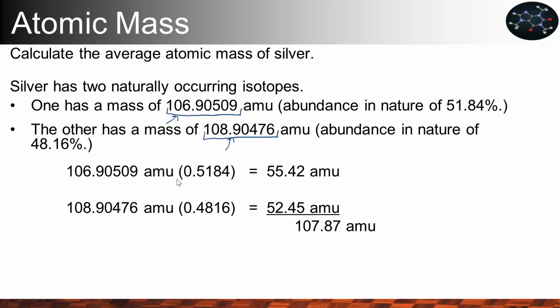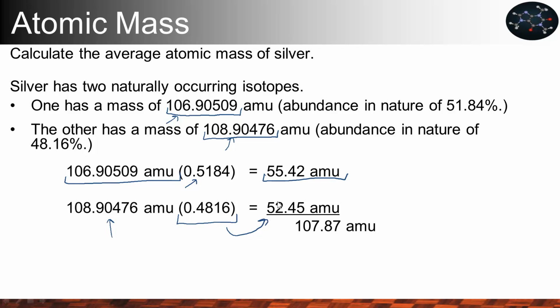So to get the weighted average, we multiply the mass of one of the isotopes times how often we see it. 0.5184 is the fraction that 51.84% represents. So we have 55.42 AMUs worth of silver from that 51%. We multiply the weight of the other isotope by 0.4816. That 0.4816 is the 48.16% that we find as our natural amount of occurring 109 AMU silvers.